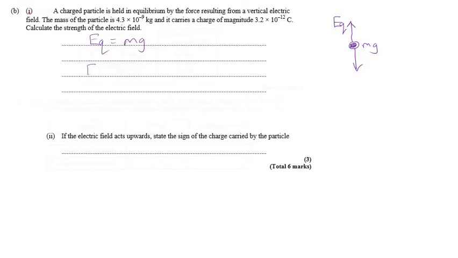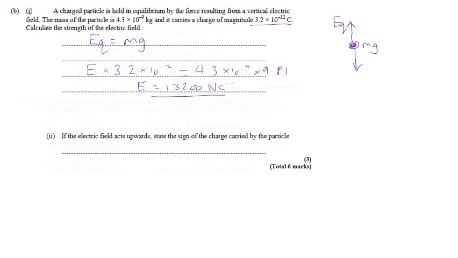So we're after calculating E, so E times the charge, which is 3.2 times 10 to the minus 12 coulombs, must be equal to the mass of the particle, 4.3 times 10 to the minus 9, times g, 9.81. If we rearrange that, we get E being 13,200 newtons per coulomb. That's to 3 significant figures. Really, we should give that answer as just 13,000 newtons per coulomb.